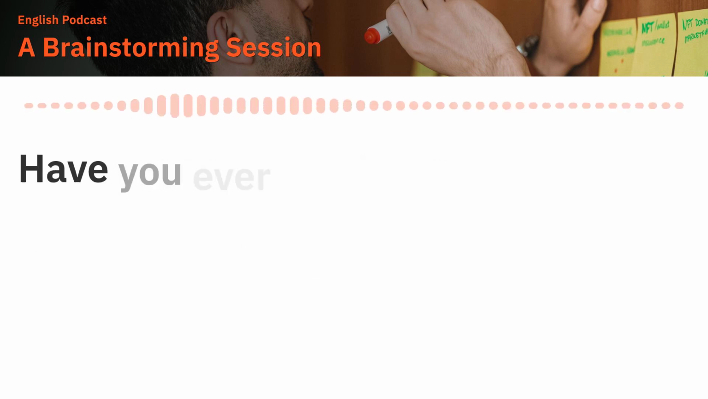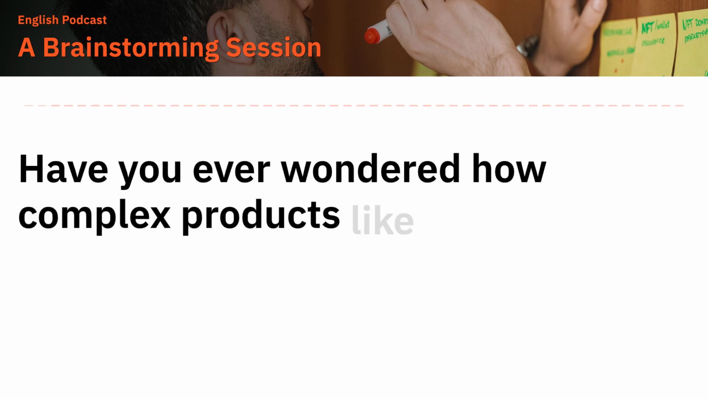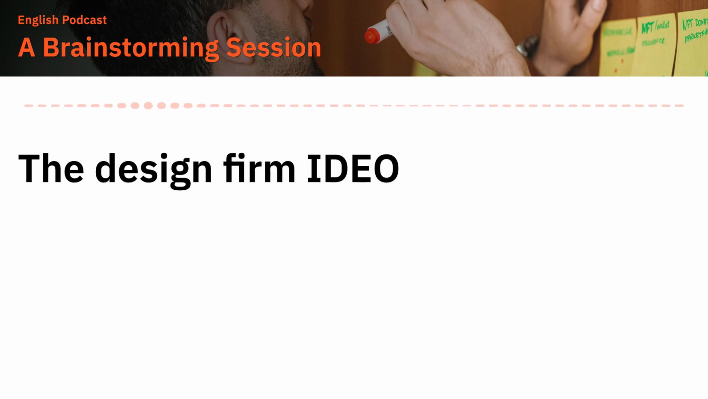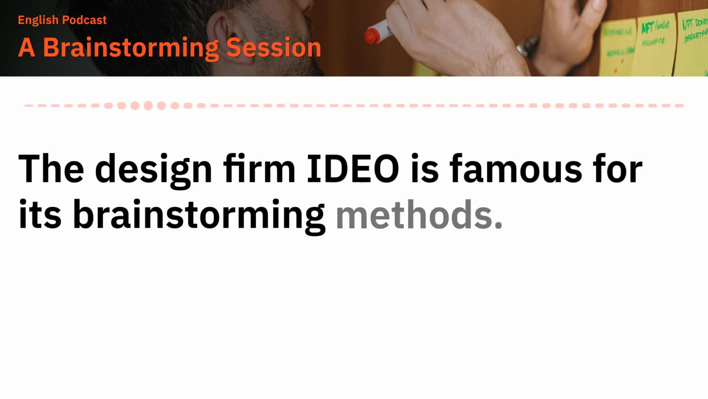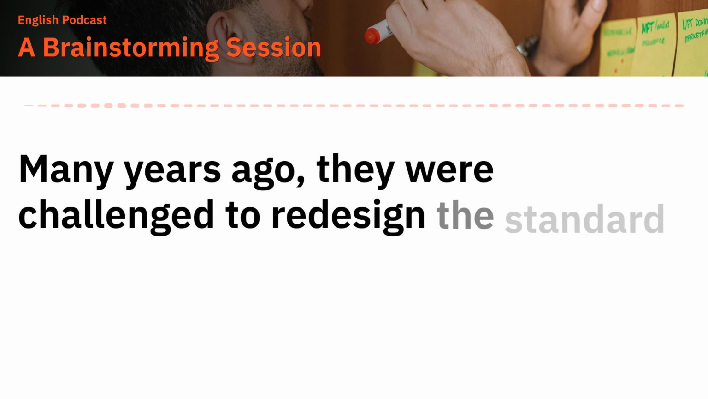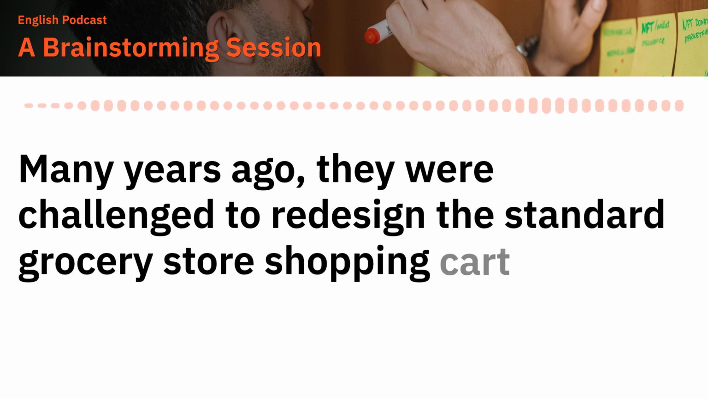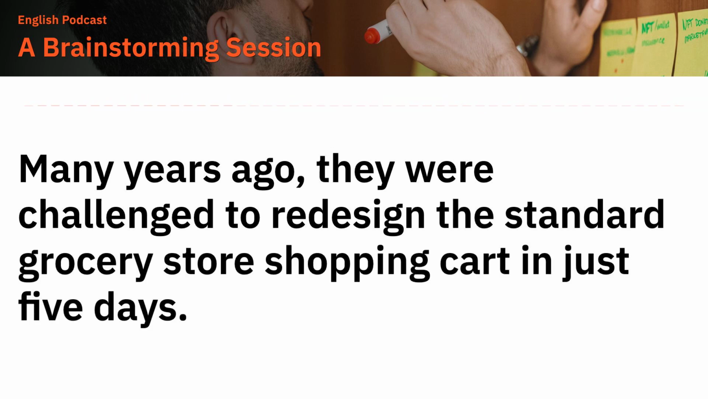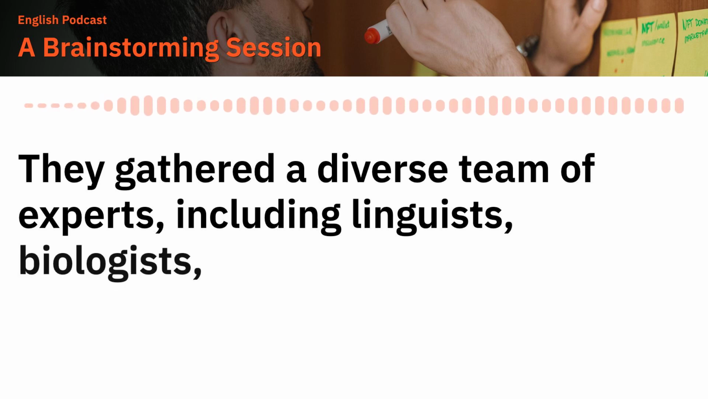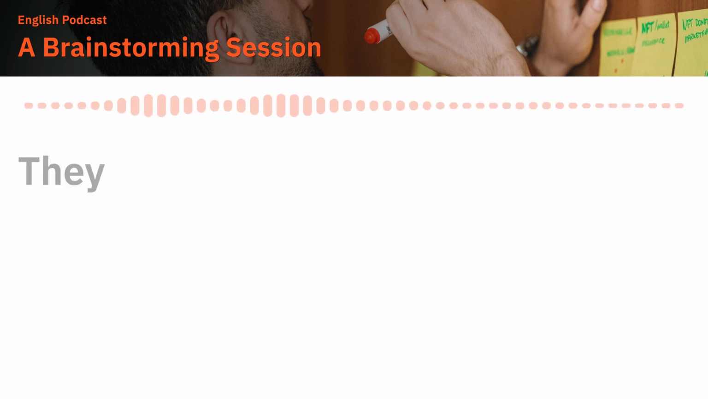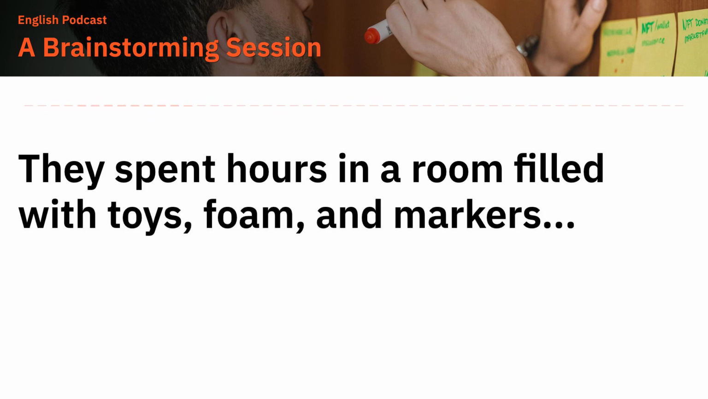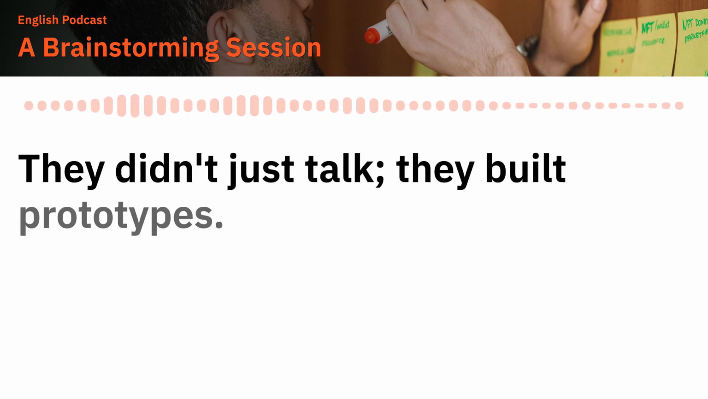Have you ever wondered how complex products like shopping carts are designed? The design firm IDEO is famous for its brainstorming methods. Many years ago, they were challenged to redesign the standard grocery store shopping cart in just 5 days. They gathered a diverse team of experts, including linguists, biologists, and mechanics. They spent hours in a room filled with toys, foam, and markers. They didn't just talk, they built prototypes.